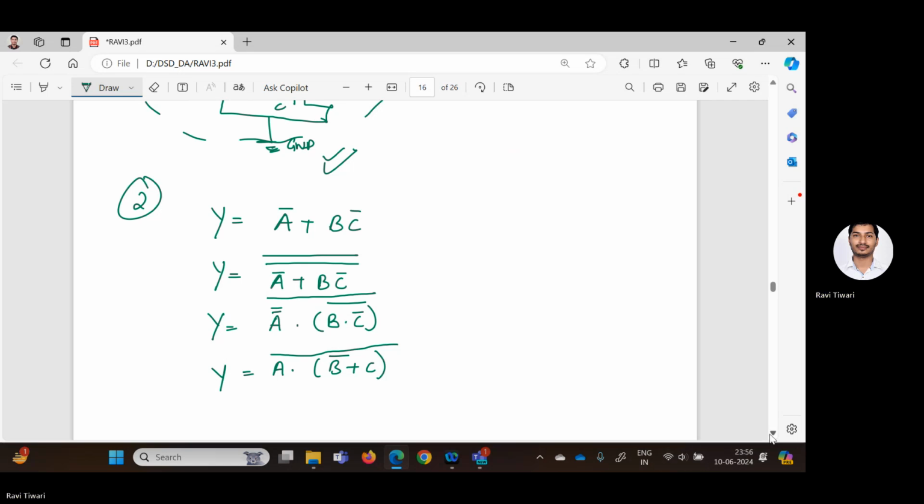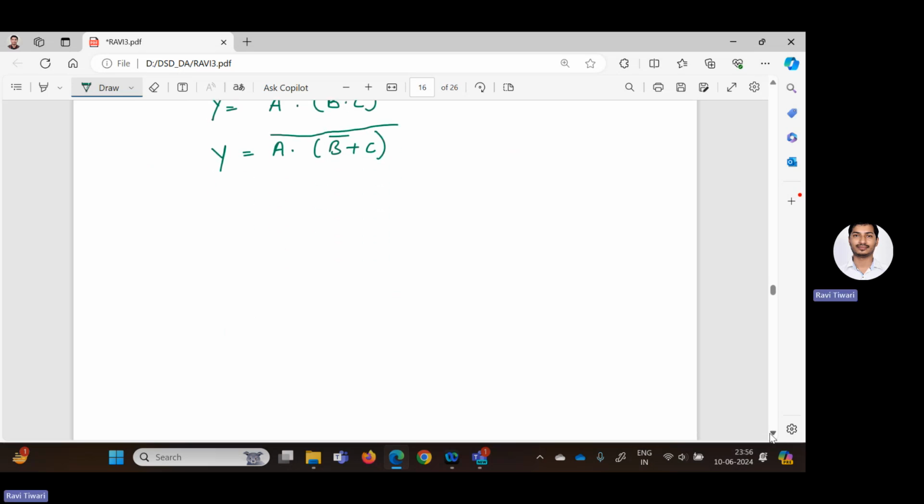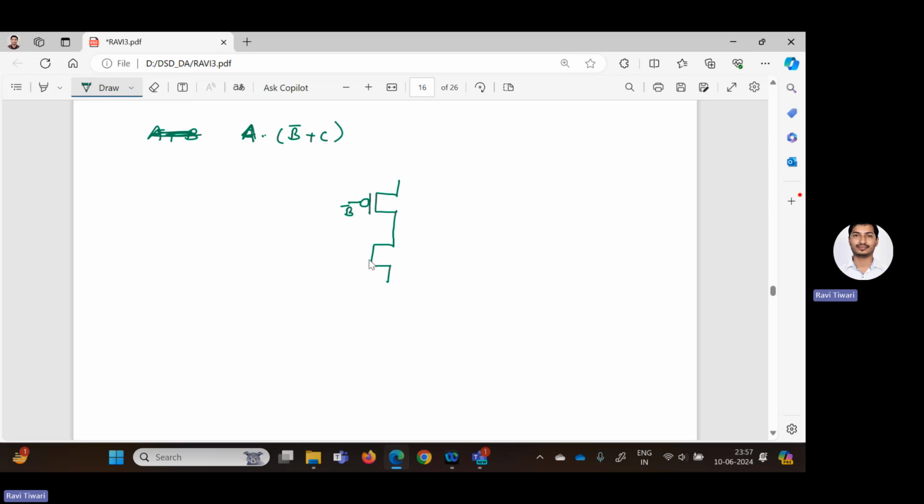Now, as I told you, bar is already there. Now we have to focus on implementing this A dot B bar plus C by using the PMOS circuit, right? So how can we do that? See, plus means OR operation, that means a series combination. If I am talking about the PMOS, series combination of B bar and C, right? Here I'm using the B bar, this is C. After this, it's the AND operation, that means A will be connected in parallel.